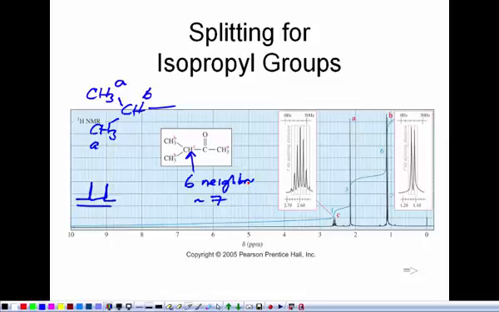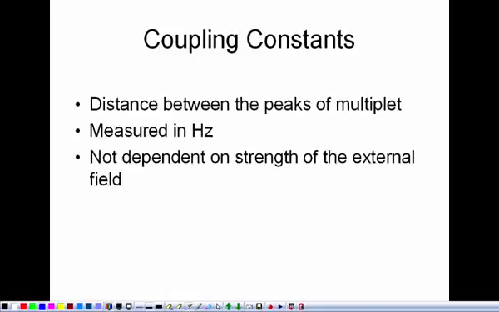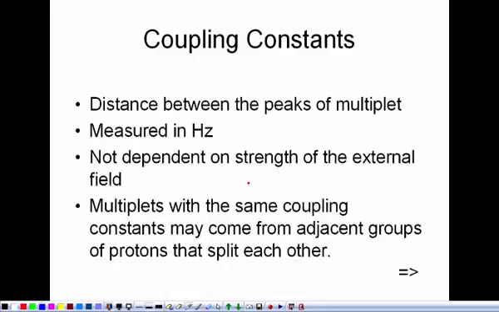Okay, so one other thing, and then I'll show you a couple of examples, and then next week we'll work on some spectra and try and match them up. The distance between the peaks in a multiplet is what's called the coupling constant. So if you had a doublet peak, the distance between those two peaks is what's called J, the coupling constant.